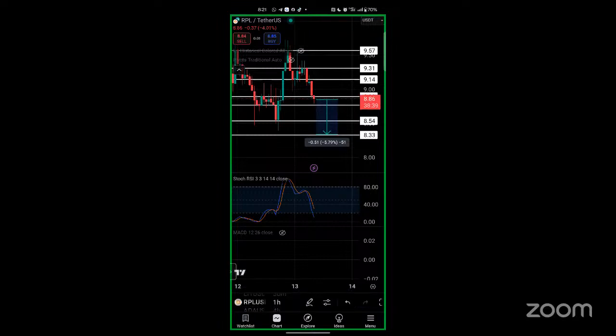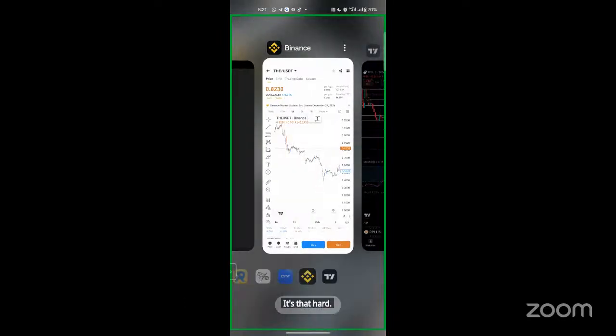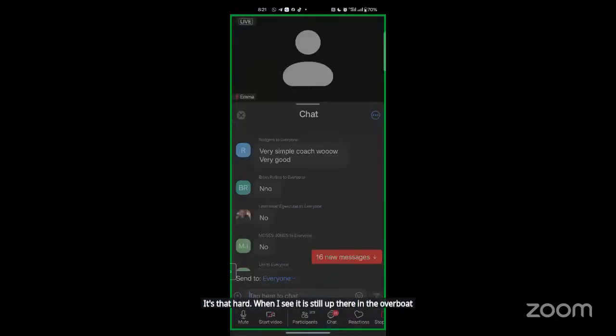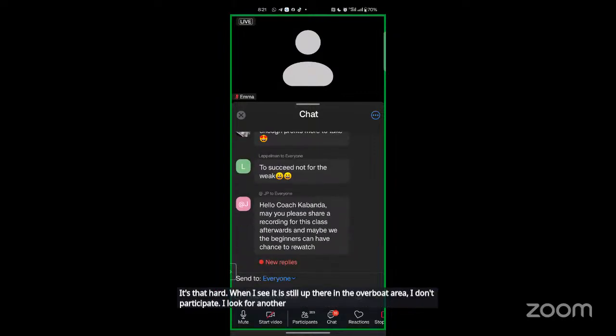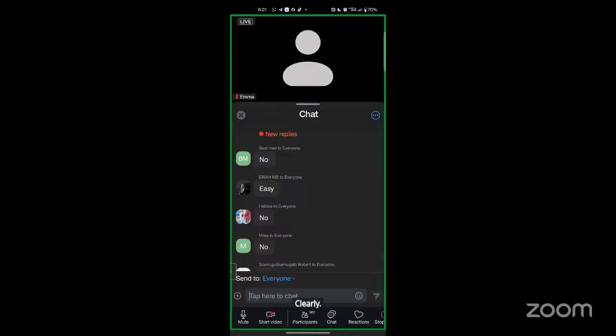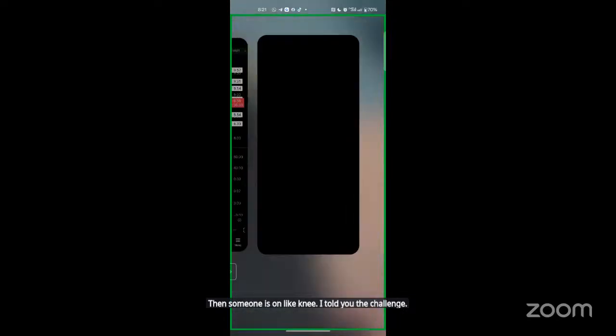Tomorrow I'll teach something different. But does that make sense? Is that hard? When I see it is still up there in the overbought area, I don't participate, I look for another coin. Is that hard? Tell me. Just drawing those lines. Then someone is online. I told you the challenge. People overthink.